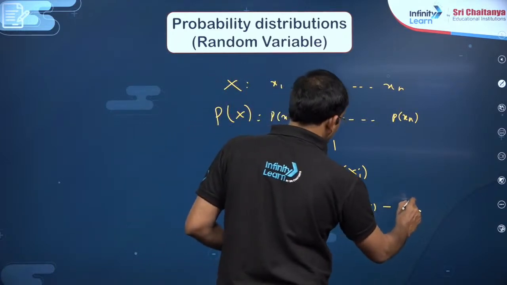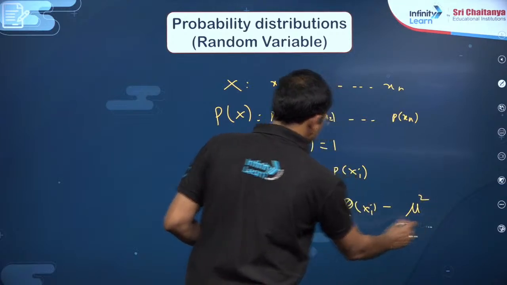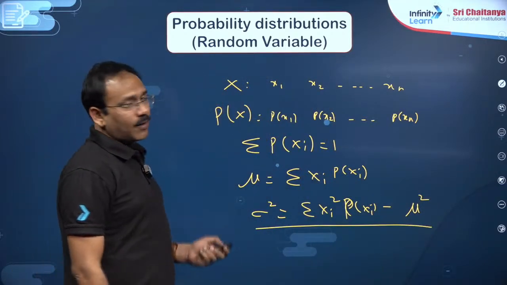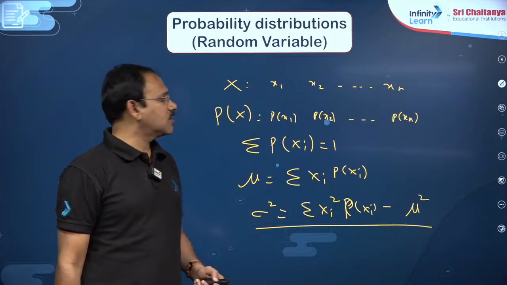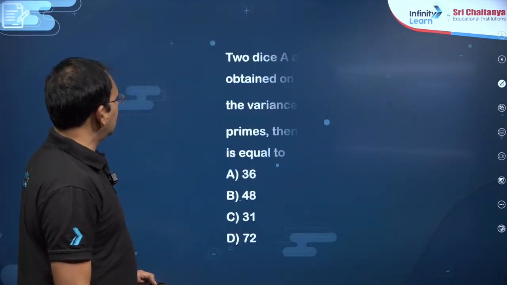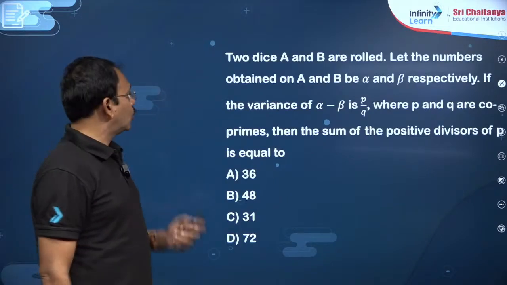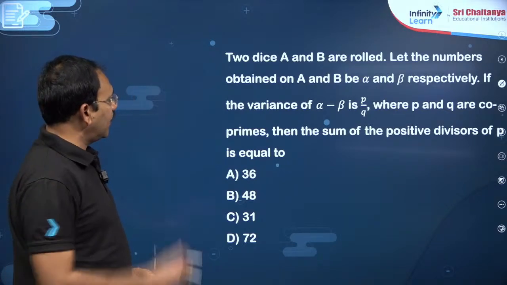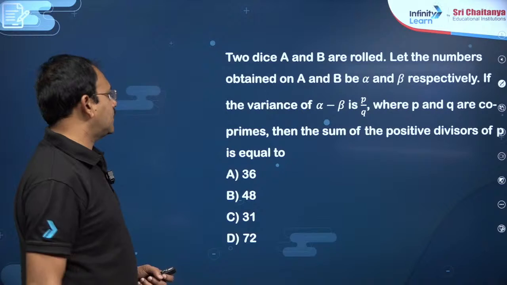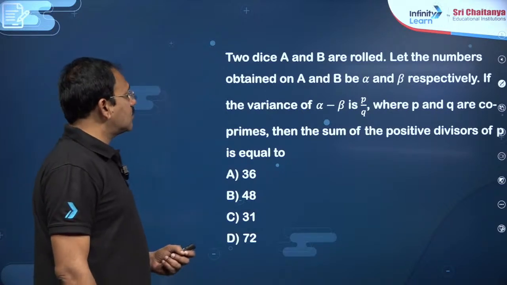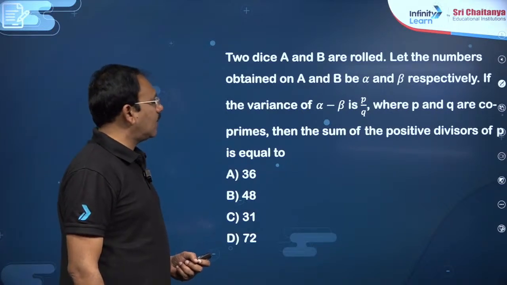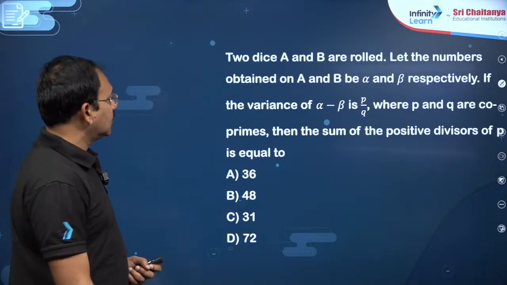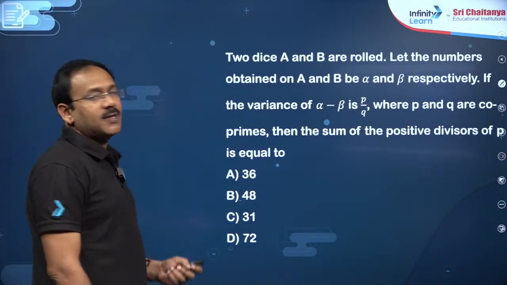minus average square. This is the formula to find variance. With the help of this, we can do probability distributions. Dear students, you see this question here. 2 dice A, B are rolled. Let the numbers obtained on A and B be alpha and beta respectively. The variance of alpha minus beta is P by Q, where P comma Q are coprimes. Then the sum of positive divisors of P is equal to.